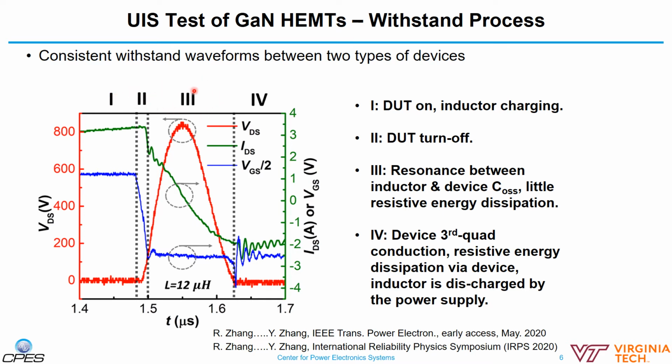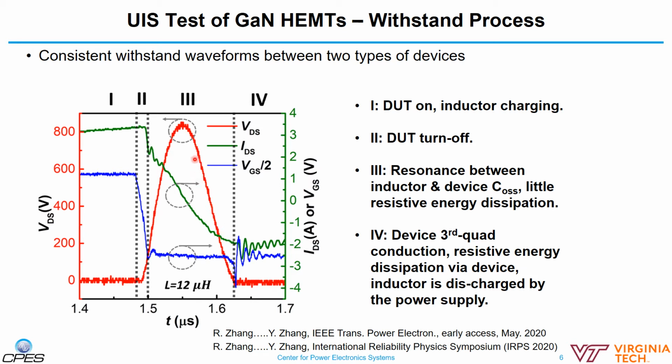The third phase is really important. This is the resonance between the load inductor and the device output capacitance. Essentially, you can see the device voltage resonate to the peak value, while the current resonates from a positive value to a negative value. The positive value at the start of the resonance is similar to the absolute value of the negative value at the end of the resonance.